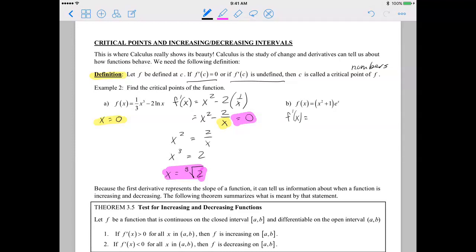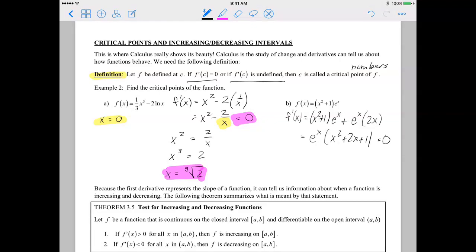So f prime of x is going to equal the first, multiplied by the derivative of the second. The derivative of e to the x is just e to the x, plus the second, e to the x, multiplied by the derivative of the first, which is 2x. Sorry about that, let me erase that and put here 2x. Okay, if I factor out an e to the x, then this is going to say x squared plus 2x plus 1, and I'm going to set that equal to 0.